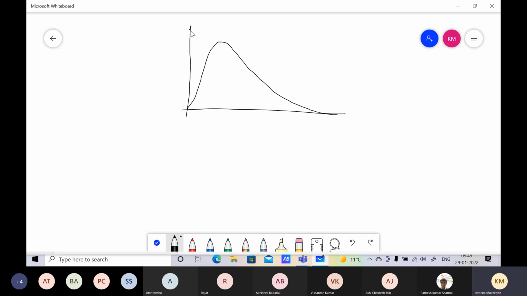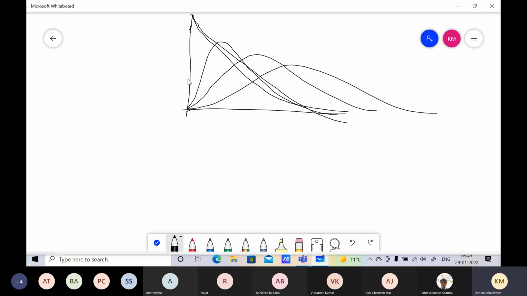So the ideal CSTR has an RTD like this, but non-ideal reactors, as we increase non-ideality, we will keep on getting like this. I mean, this is highly non-ideal. This is very, very high. This is very slightly non-ideal.